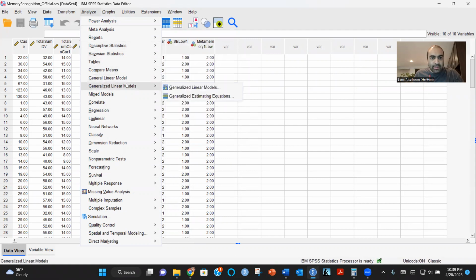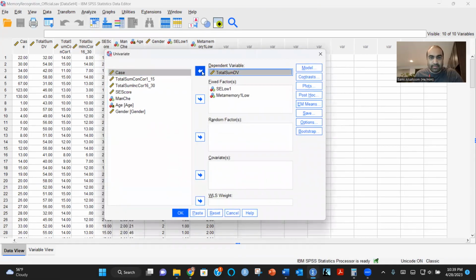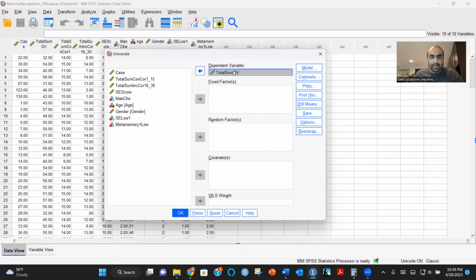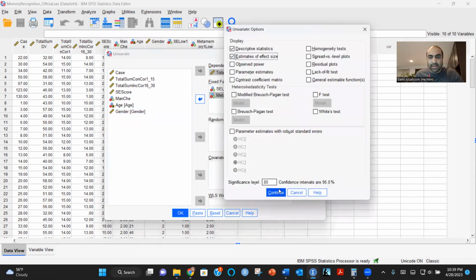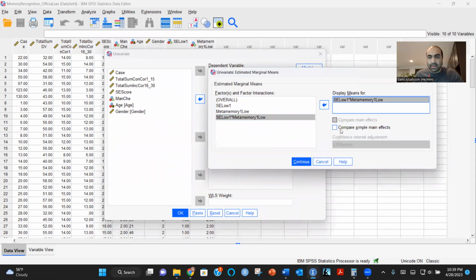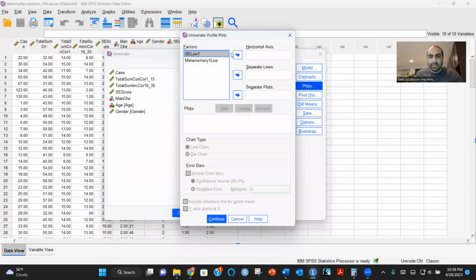I'm just going to run this between subjects ANOVA. I'm going to take their dependent variable, and I'm going to use self-esteem and meta memory. I'm going to ask for descriptives and effect size, and then I'm going to ask for the interaction effect. That's what's really important, what we're going to be talking about. So that's through the EM means. And then I'm going to ask for a plot of self-esteem against memory, and I'm going to ask for a bar chart.